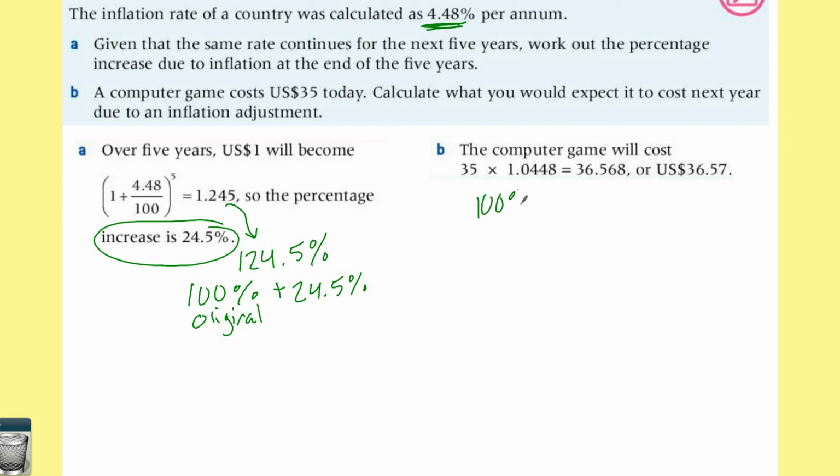So 100% plus 4.48% is 104.48%, which is that number as a decimal. Okay? So that's going to be the increase of our gain. So really, not that much. Okay? 1 year really doesn't make that difference, but probably over 10 years. Okay? But then again, it's a computer game, so it's going to decrease in value.